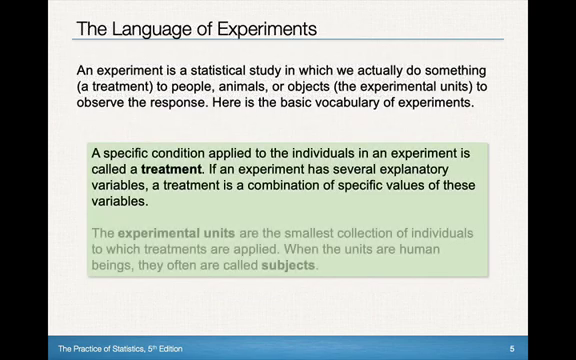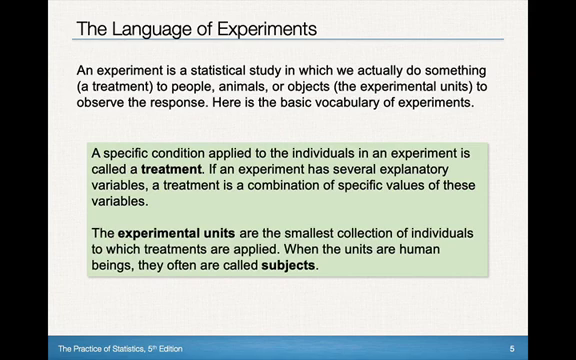Okay, so again, this is just a vocabulary page. The treatment that you impose on subjects in an experiment is one vocab word. We don't often say experimental units, but it's an important idea. And so if your sample is people, it says, this applies to people very well. The experimental units are the smallest collection of individuals to which treatments are applied. I think that explains itself rather well.